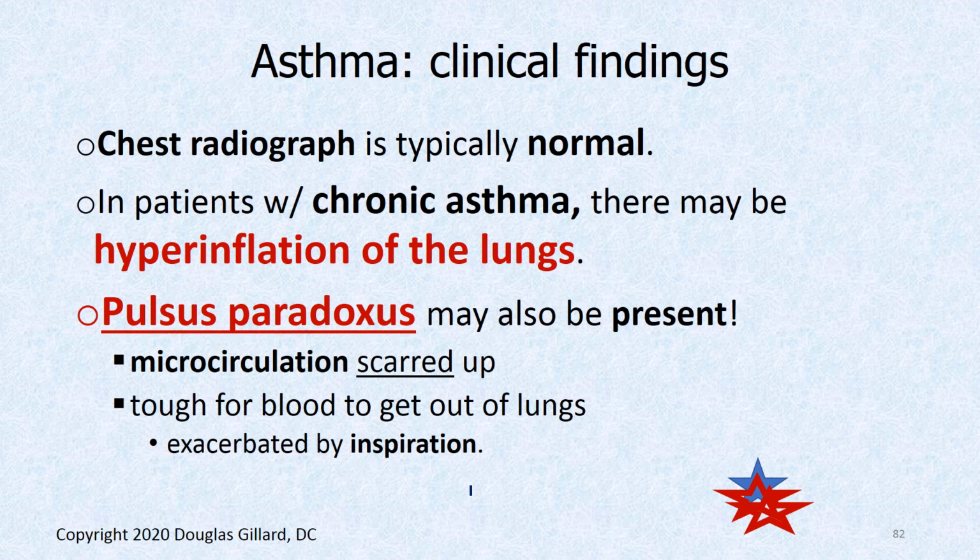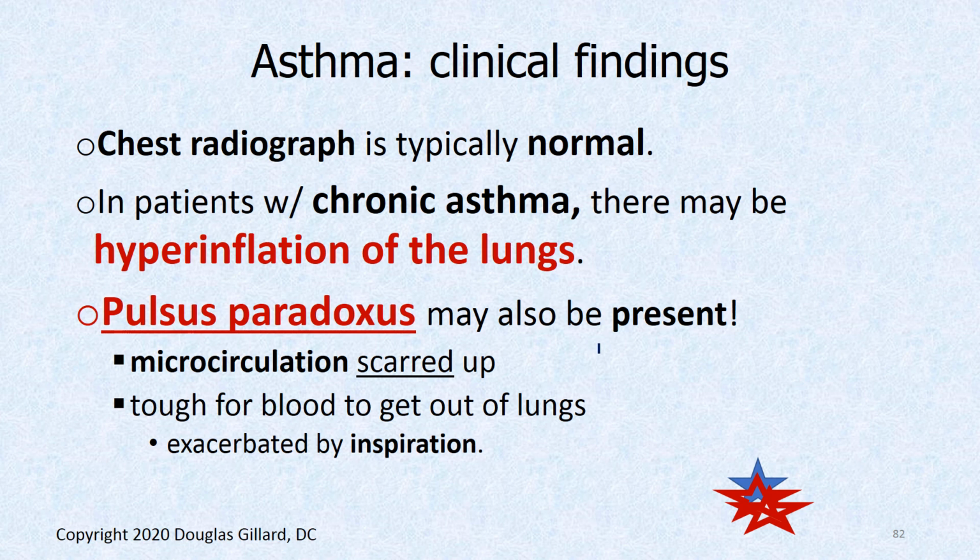And chest radiograph will be normal unless the patient has severe asthma and it's been going on for many, many years. There may be hyperinflation in people with chronic asthma, just like emphysema, patients with severe chronic asthma, I mean, that's why it's part of COPD. It can destroy the alveolar sacs just like emphysema can. So you can get lung hyperinflation, but those are for patients with severe chronic asthma.